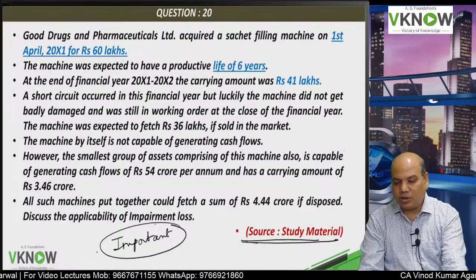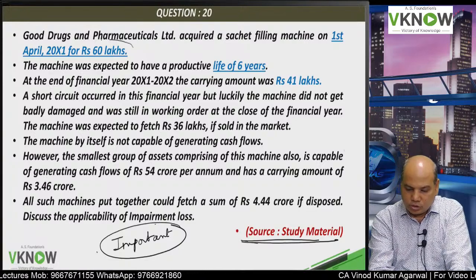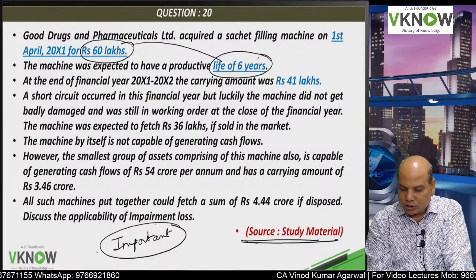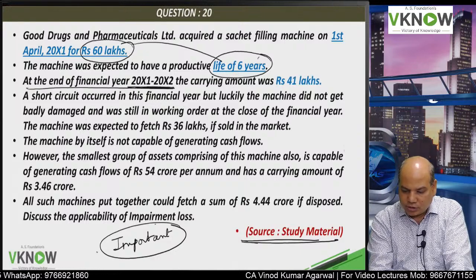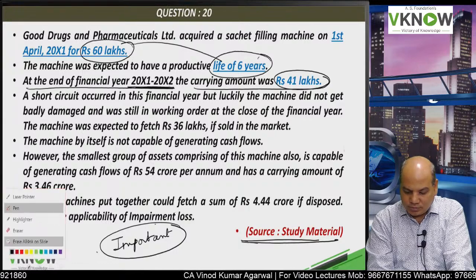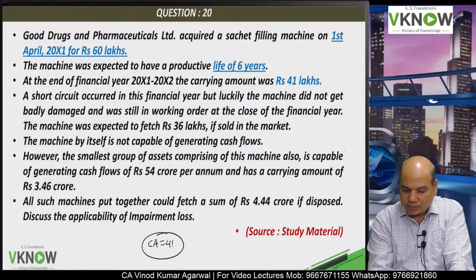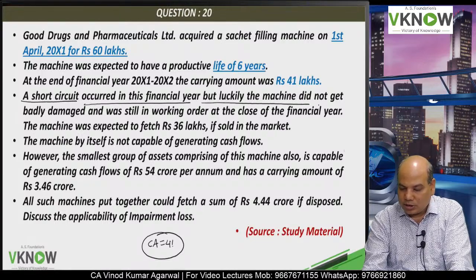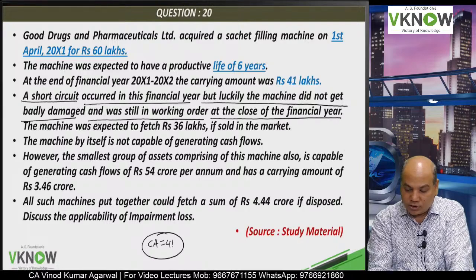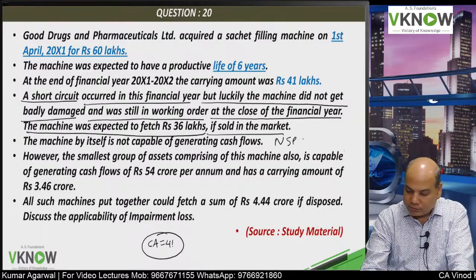Good Drugs and Pharmaceutical Limited acquired a sachet filling machine on 1st April 2001 for rupees 60 lakh. Cost is 60 lakh. The machine is expected to have a productive life of 6 years. Life is 6 years. And at the end of this financial year, carrying amount is 41 lakh. So there is a sachet filling machine whose carrying amount is 41 lakh. A short circuit occurred in this year, but luckily the machine did not get badly damaged and it is still in working order. At the close of the financial year, the machine is expected to fetch 36 lakh if sold in the market. Net selling price is 36 lakh.